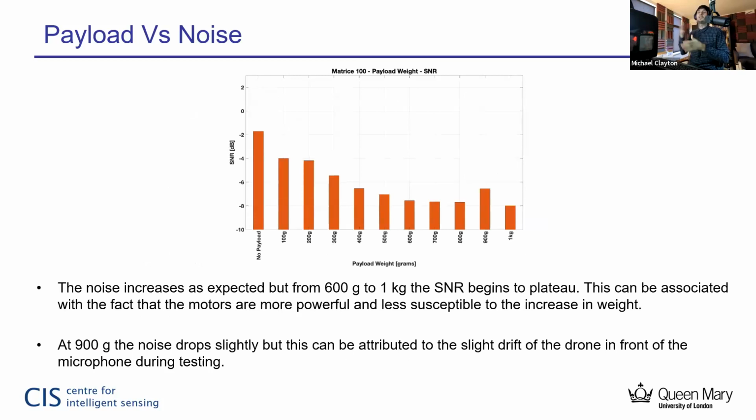We found that the noise of the drone increases, as expected, as we were adding weight, but from about 600 grams to about 1 kilo, it begins to plateau. This could be associated with the fact that the drone, because it's a bit more powerful and a larger size, is less susceptible to the increase in weight compared to, say, a smaller drone configuration. At 900 grams, there was a slight change, but we attributed this to the slight drift of the drone in front of the microphone when we were testing. When we film it, we can observe the behavior of the drone.